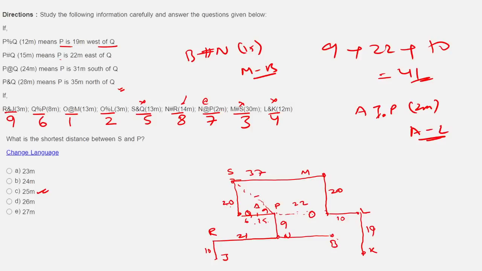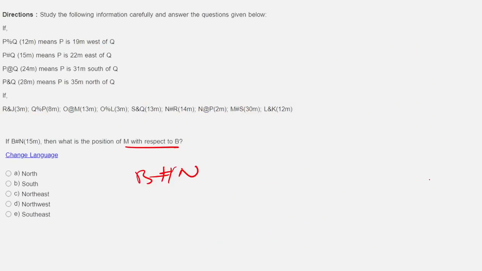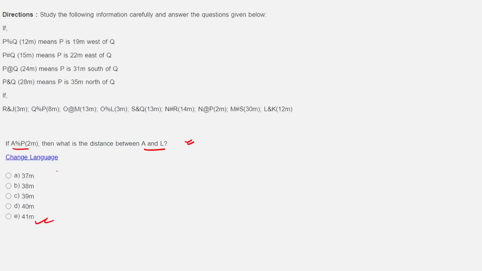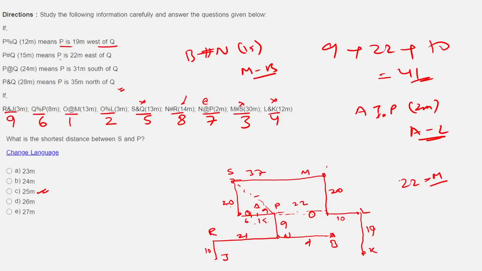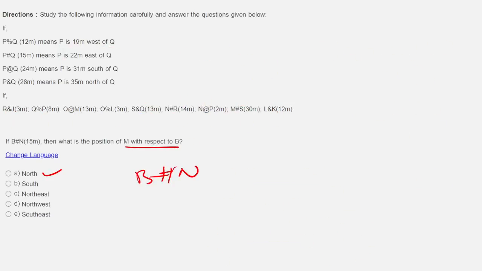M and B's position basically I have to find. This is exactly below it, right? This is 20 and this part is 9, so 29 south, because this 22 is coming. So basically B is 22 south of M. Let's see if it is given directly or in code. M with respect to B will be north, right? And B with respect to M should have been south. Yeah, for my question it should be north.